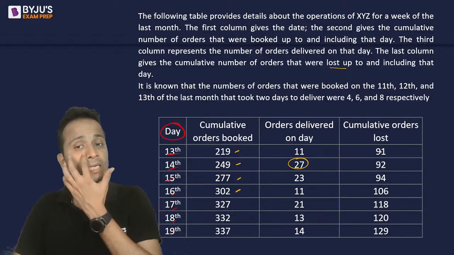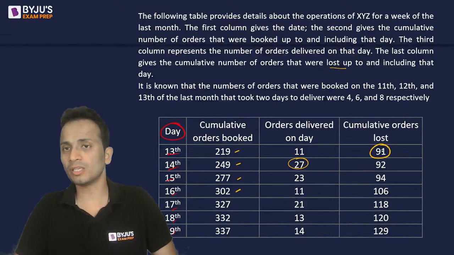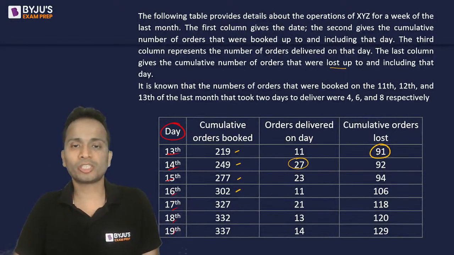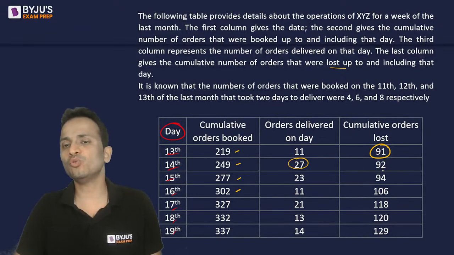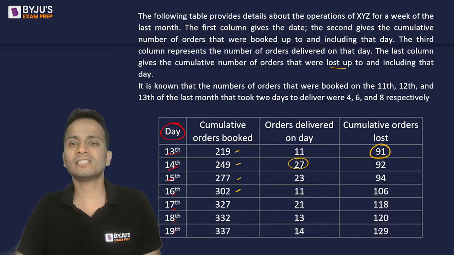So 91 orders were marked as lost up till 13th of this month. Then up till 14th, it is 92, then 94, 106, and so on.